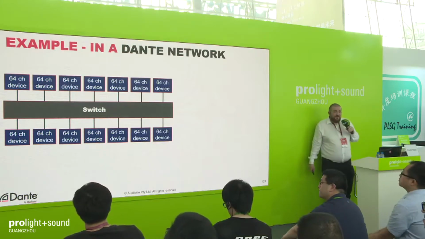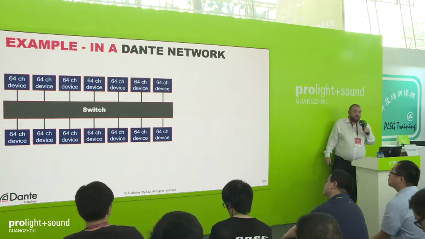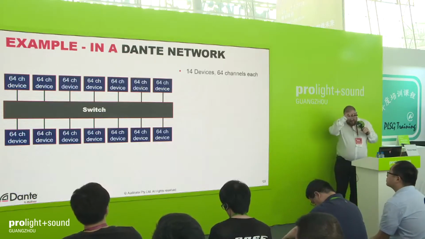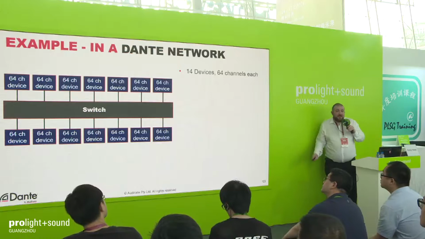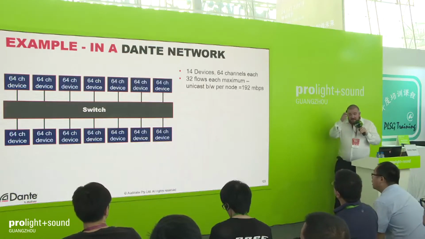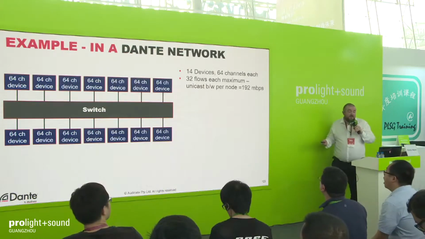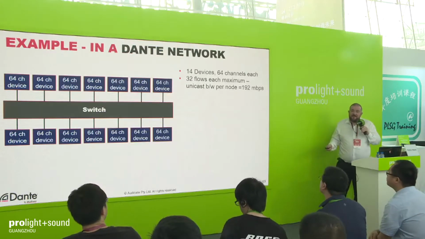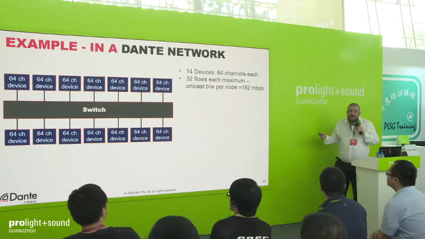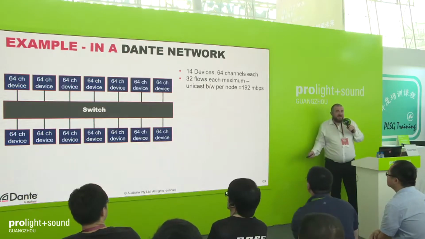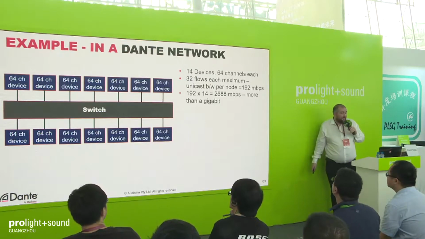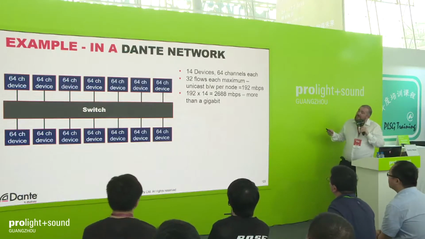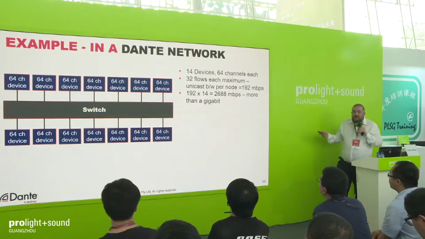So let's look at some topology examples. So I have a bunch of Dante-enabled devices here. I've got 14 devices, each one has 64 channels. Each of these could do 32 flows maximum. So their maximum bandwidth is 192 megabits per second. Now that's not practical in this network, but we should always calculate to the worst case scenario. So 192 times 14 gives us 2.7 gigabits per second, basically a lot more than a gigabit.